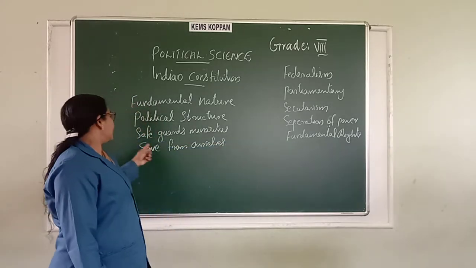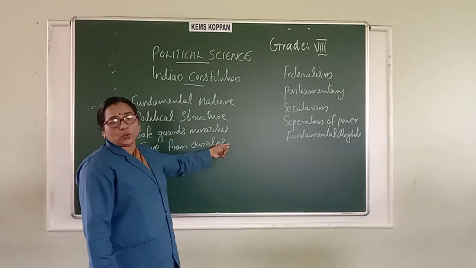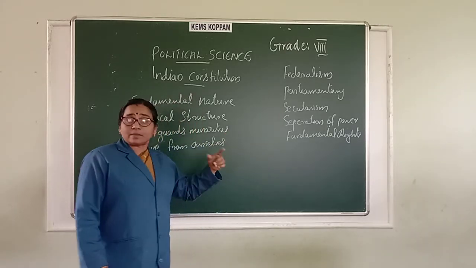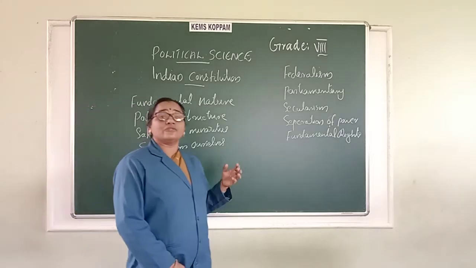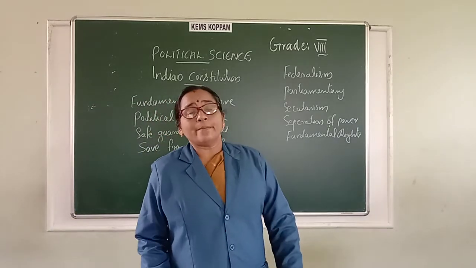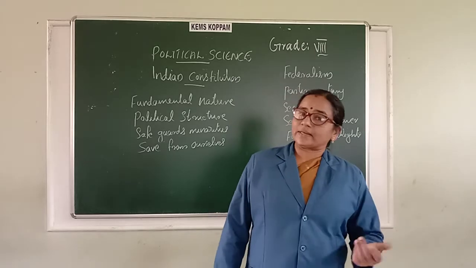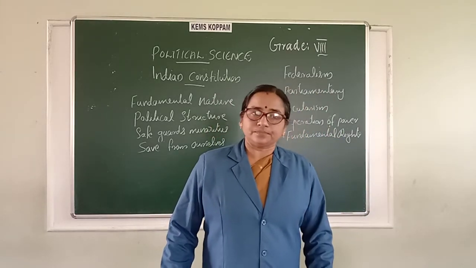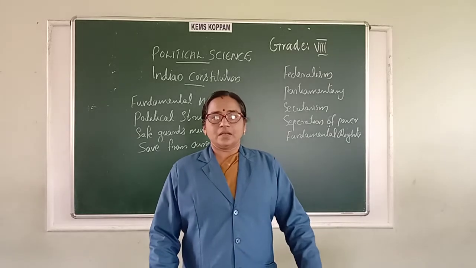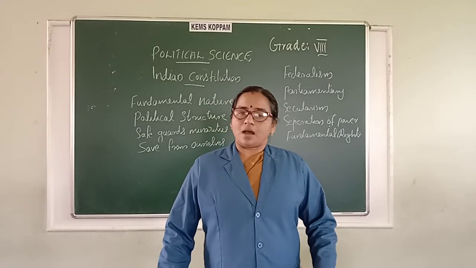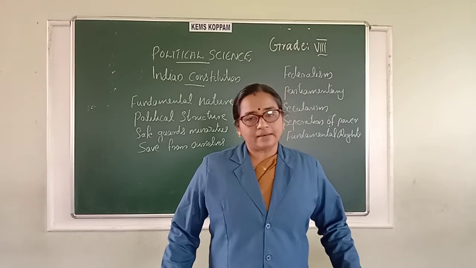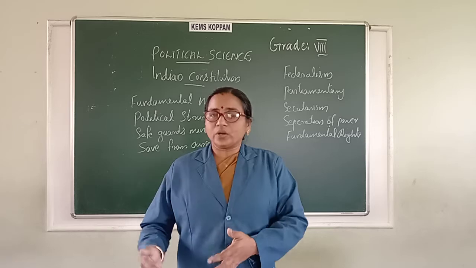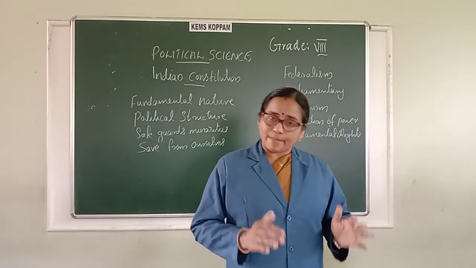Third, it safeguards minorities from the domination of the majority. The constitution protects minorities from the domination of the majority. Who are the majority and who are the minority? For example, in your class there are 30 students, 20 of them are boys and 10 are girls. The boys are the majority here and the girls are the minority.